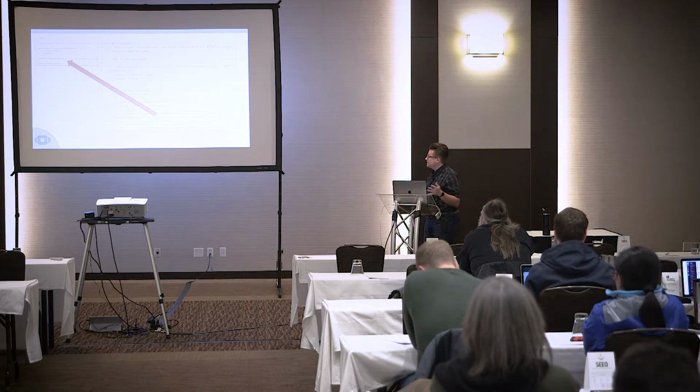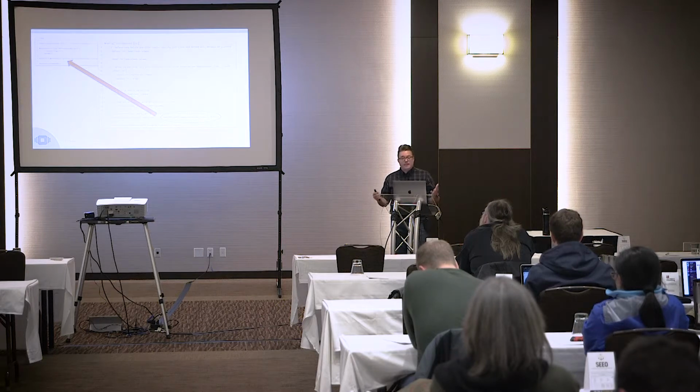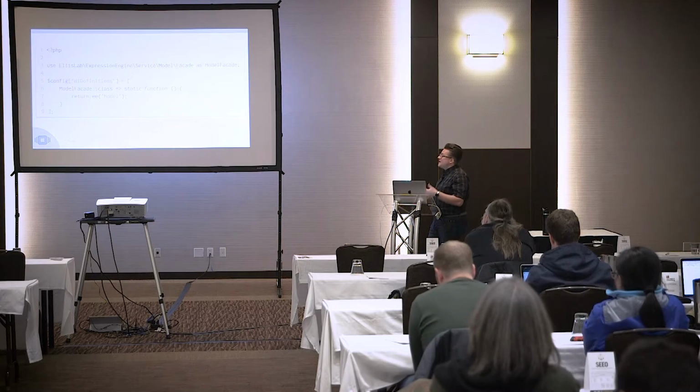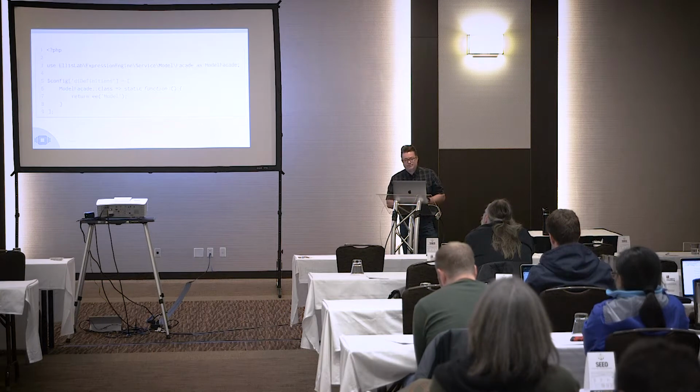Now, what about the case that we had before, where we were requesting ExpressionEngine's model facade, and the DI doesn't know how to get it? Well, Executive lets you define those in the config file. So this is config.php. You use the key DI definitions, and you give it an array of your dependencies. And so I'm doing the exact same thing I was doing, only I moved it to the config file. So now the DI knows how to get the ExpressionEngine model facade.